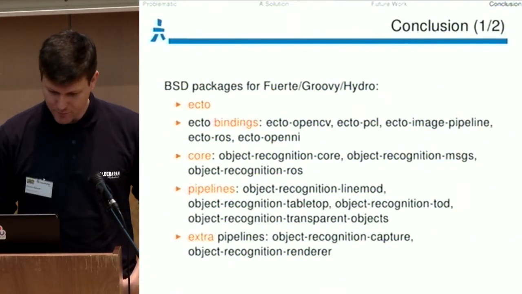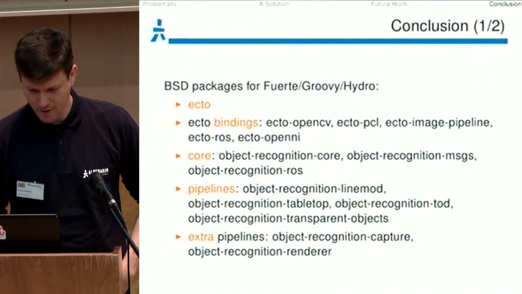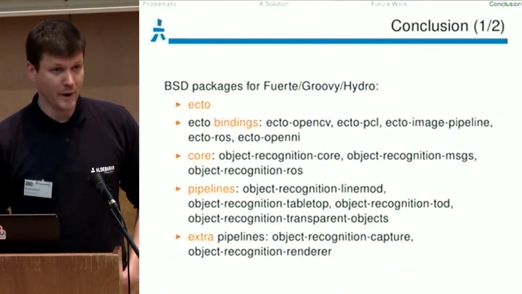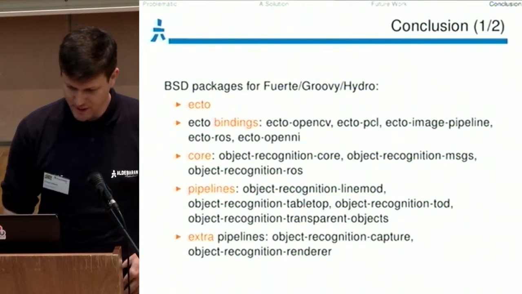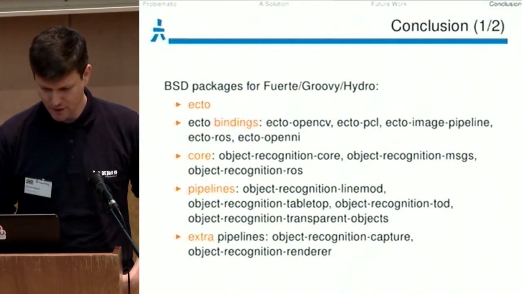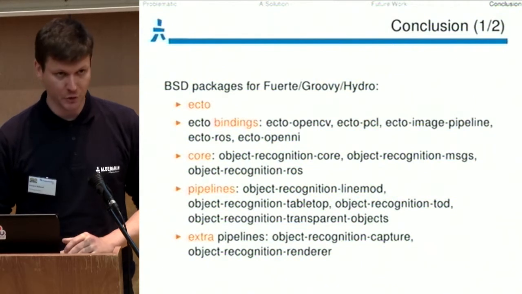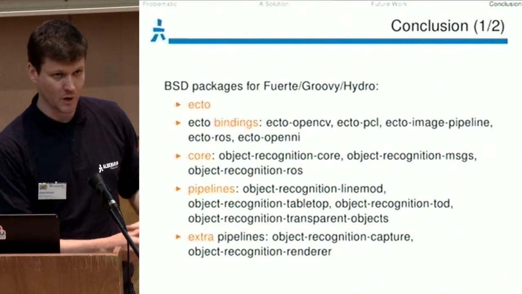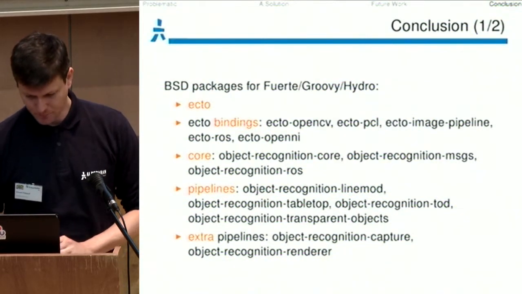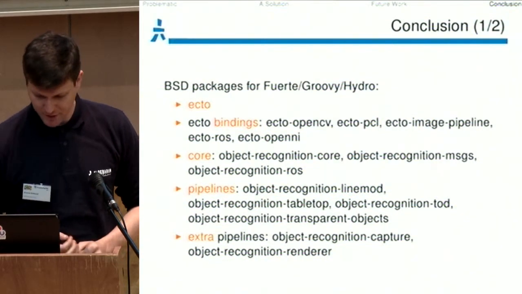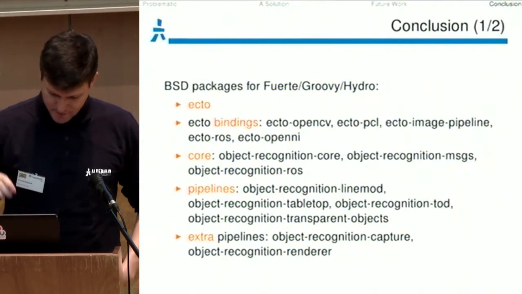Everything is out there already in packages. It's all BSD, C++, and Python. Ecto, you can even compile it without ROS. I mean, as I said, it doesn't depend on it. You just need Catkin. We got bindings for a bunch of libraries out there, OpenCV and so on. For the core of object recognition, you really have the core that has nothing to do with ROS, and then the messages, and the ROS with all the plugins and actual servers. And the 4 pipelines I mentioned, and a few extra pipelines there. So yeah, that's basically it.